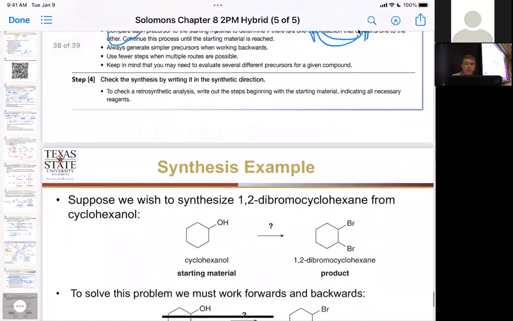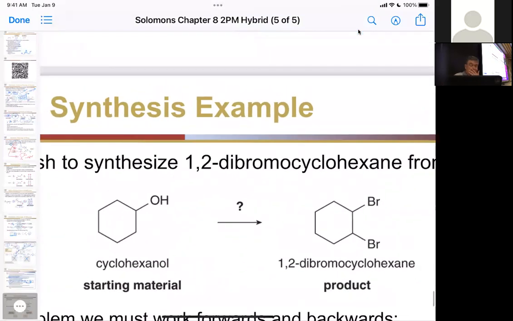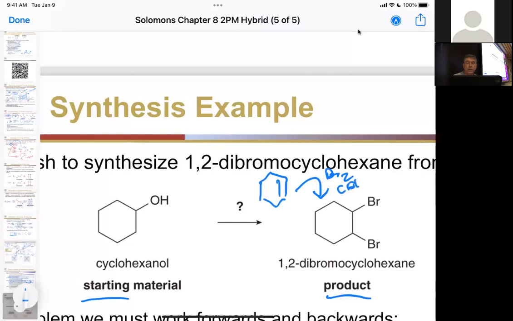So let's do an example of that. Okay, so in this case here, we want to go to this dibromo product from this alcohol. Now we just learned we can make the dibromo product from an alkene. So that's a reaction we can use. And we know what the reagents would be for that. The reagents for that would be bromine and carbon tetrachloride in the dark, room temperature. Okay, so great. But we're not allowed to use cyclohexene.